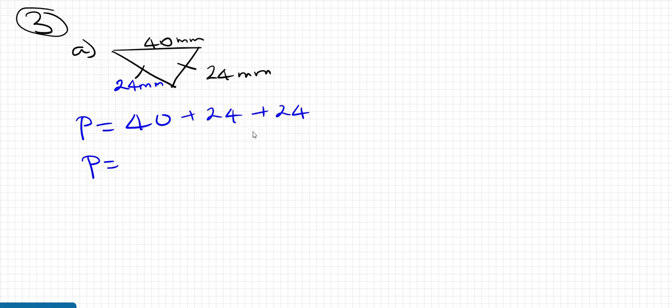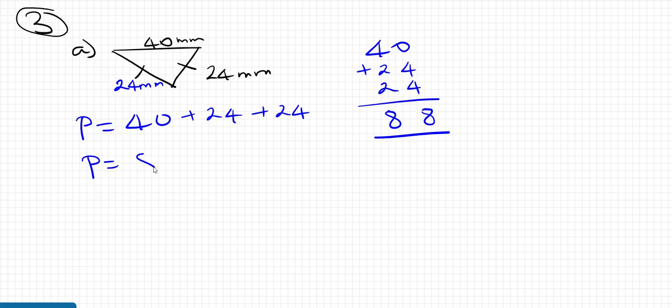So my perimeter is equal to, I'll do my algorithm over here, so 40 plus 24 and 24. So if you did it this way, that's fine. Or if you want to write it here, you can as well. So 4 plus 4 is 8, and then 4 plus 2 is 6, plus another 2 is 8. So my perimeter is 88, and now I have to write my units, which are all in millimeters.